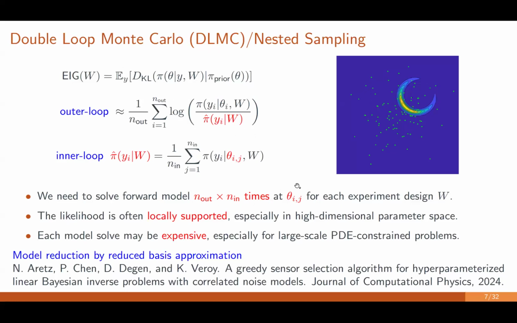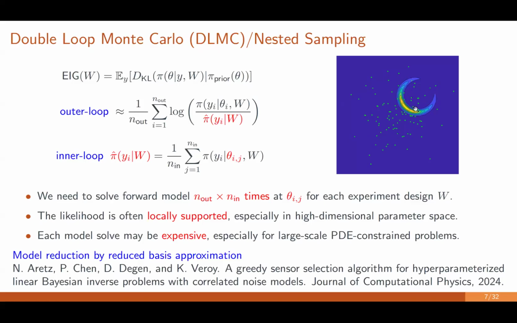And in total, there will be n_out by n_in evaluations of your likelihood function, or if it is model constrained, then you have to solve the forward model this many times. And this evaluation is for each experimental design, right? So the problem is when the likelihood is locally supported, which is often the case in high dimensions.